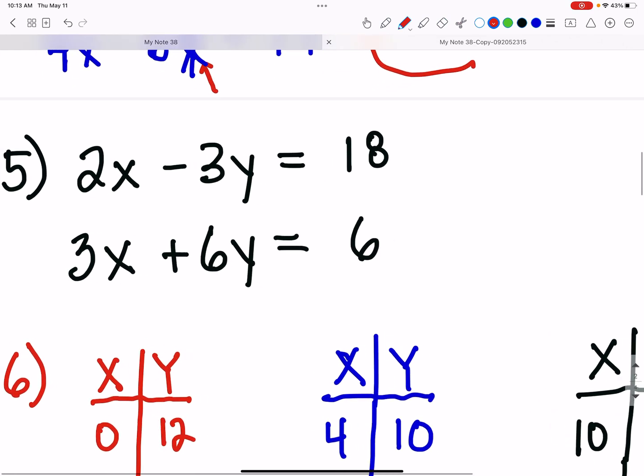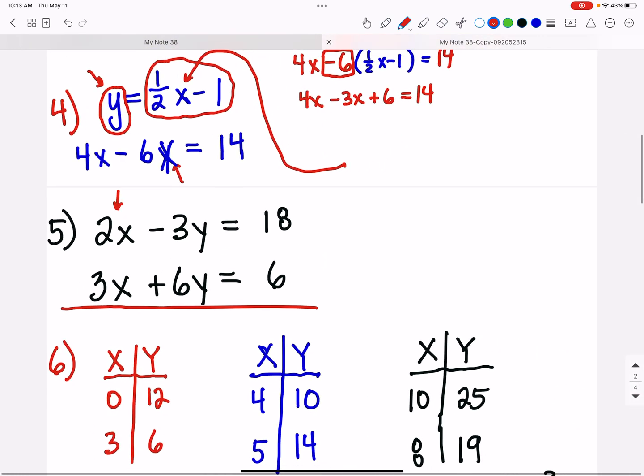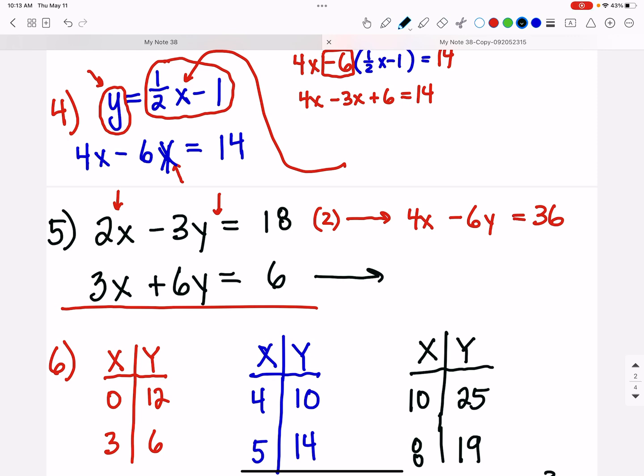All right, number 5. I need one of these columns to cancel each other out. 2s and 3s don't cancel each other out in this row very well. But 3s and 6s, I know one of those will cancel each other out, and the 3 is already negative. So if we just make this one twice as big, everything in this row twice as big, instead of 2x's we have 4x's. Instead of -3, we have -6y's. Instead of 18, we have 36, and the other row we leave perfectly the same.